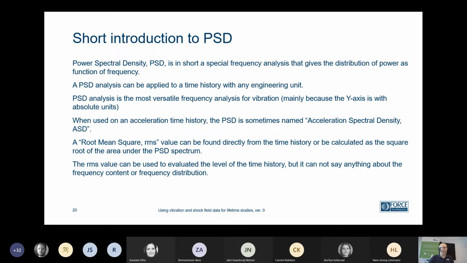You can find something called an average value, a root mean square value. You can find it directly from the time history, or it can be calculated as the square root of the area under the PSD spectrum. The RMS value is good when you compare different levels, but it does not say anything about the frequency content or frequency distribution. That's why we need the PSD analysis.